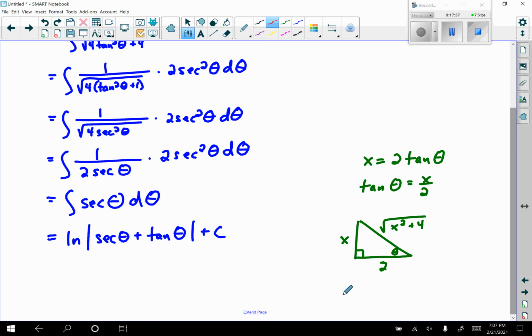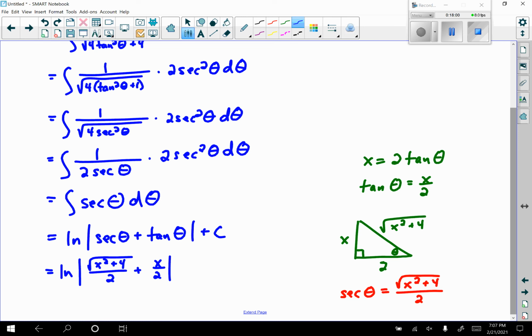So to represent secant, it is the reciprocal of cosine. So cosine would be adjacent over hypotenuse. Here we would have hypotenuse over adjacent. So now this is equal to the natural log of the absolute value of the square root of x squared plus 4 over 2. And again, tangent theta is x over 2 plus c.